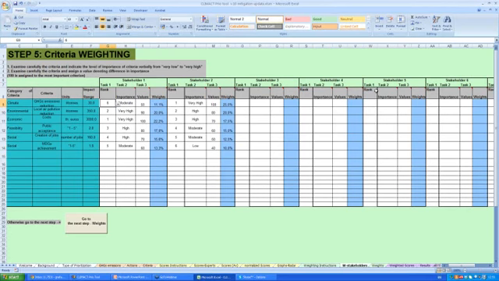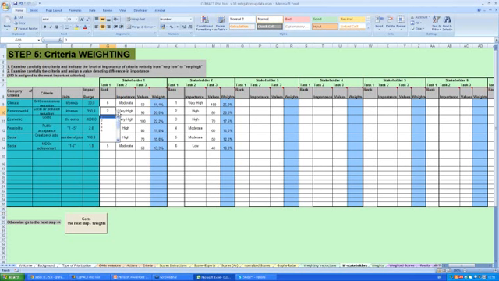The main steps to determine the weights, to determine the factors of relative importance, are the following. First, we need to rank the criteria from the most important to the least important. So here are our criteria that have been selected in the previous step. Then we need to rank the criteria from most important to least important. So here we assume that cost is the most important criterion, and we select one. So it's the first ranked criterion.